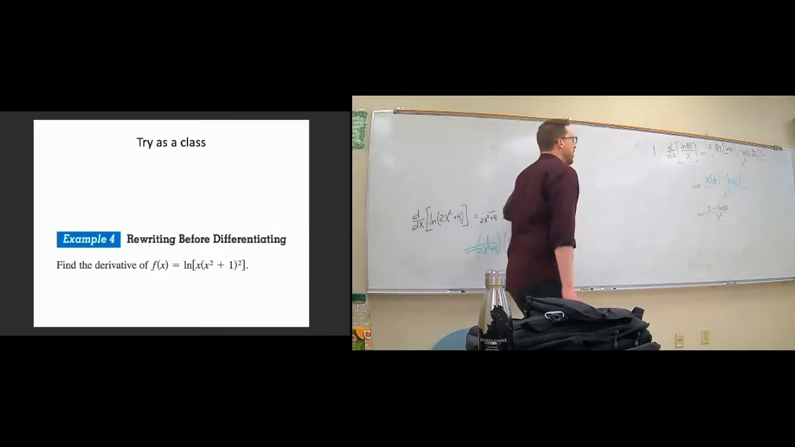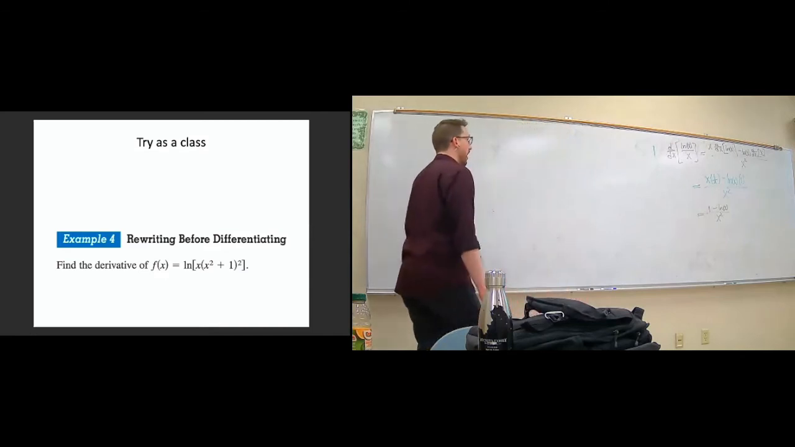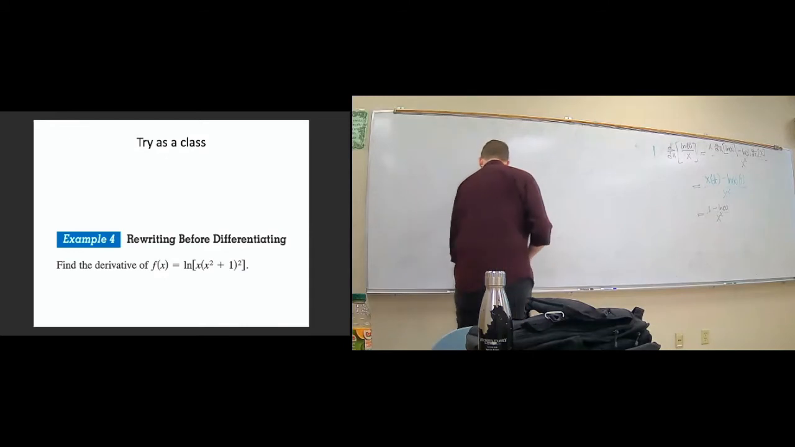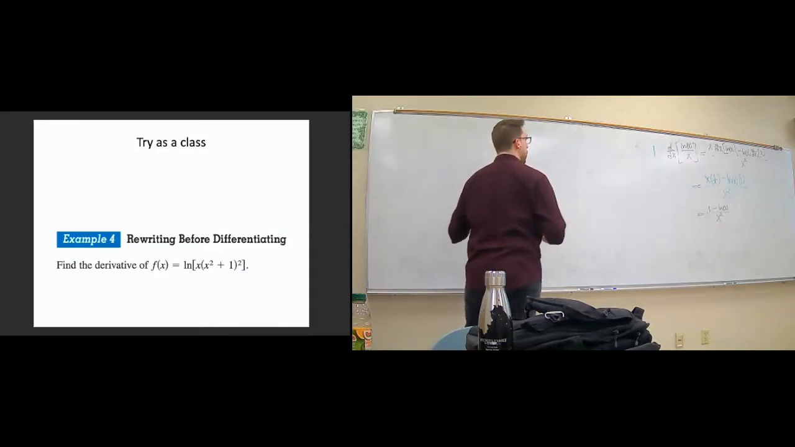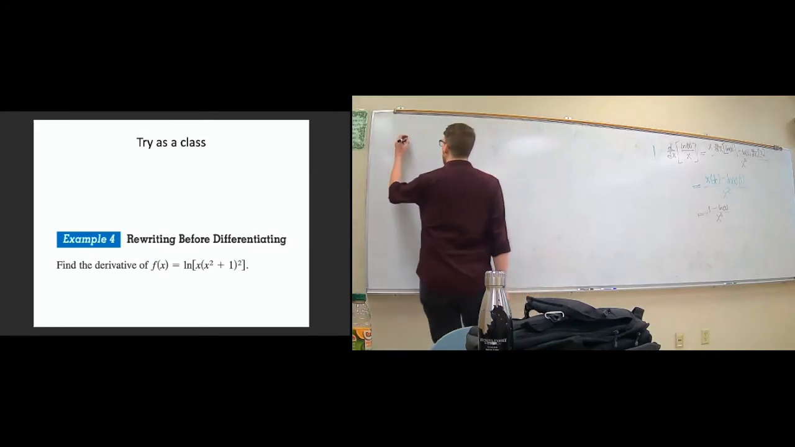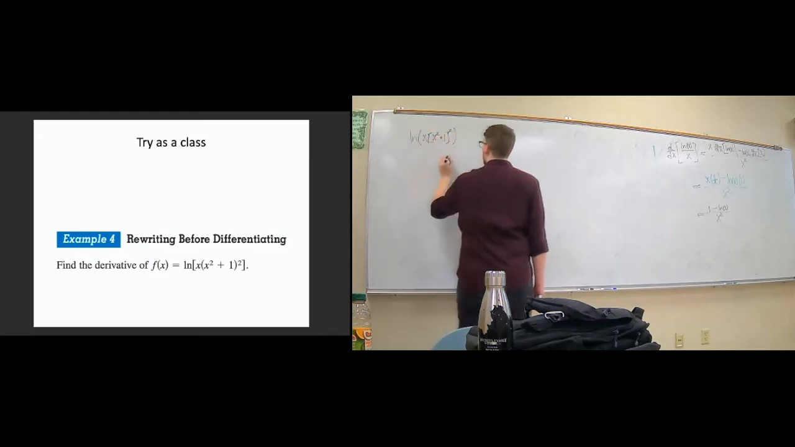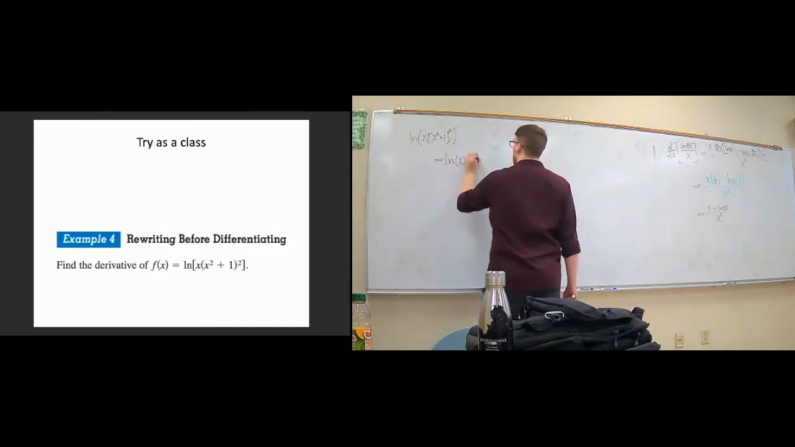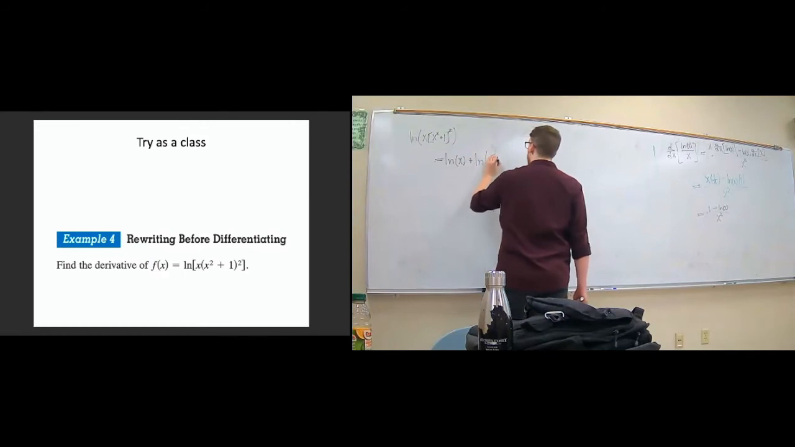Well, the first thing we have is 2 factors. We have the factor x, and we have the factor equal to the quantity x squared plus 1, that quantity squared, right? So we're going to take advantage of property 1 of logarithms. We're going to say, all right, cool, the ln of x times (x squared plus 1) squared is equal to the ln of x plus the ln of (x squared plus 1) squared.